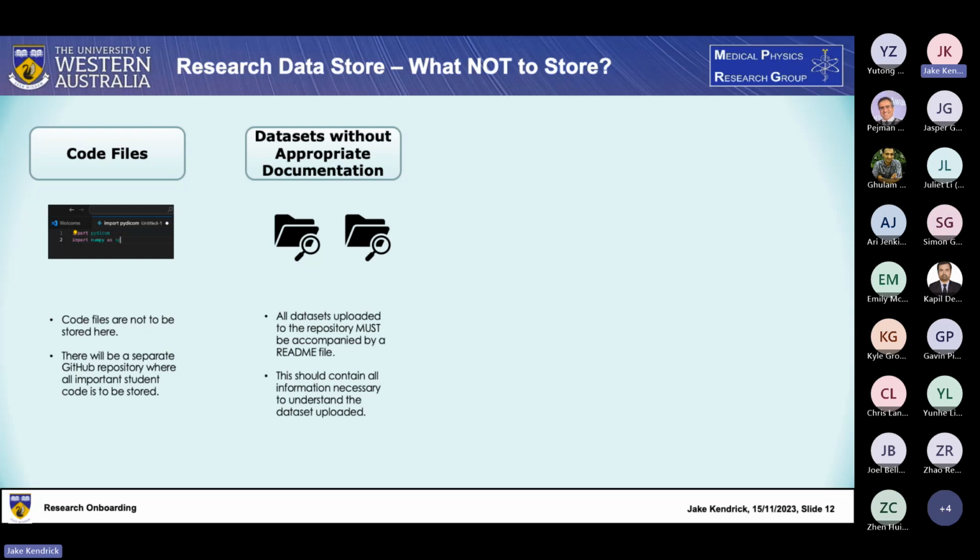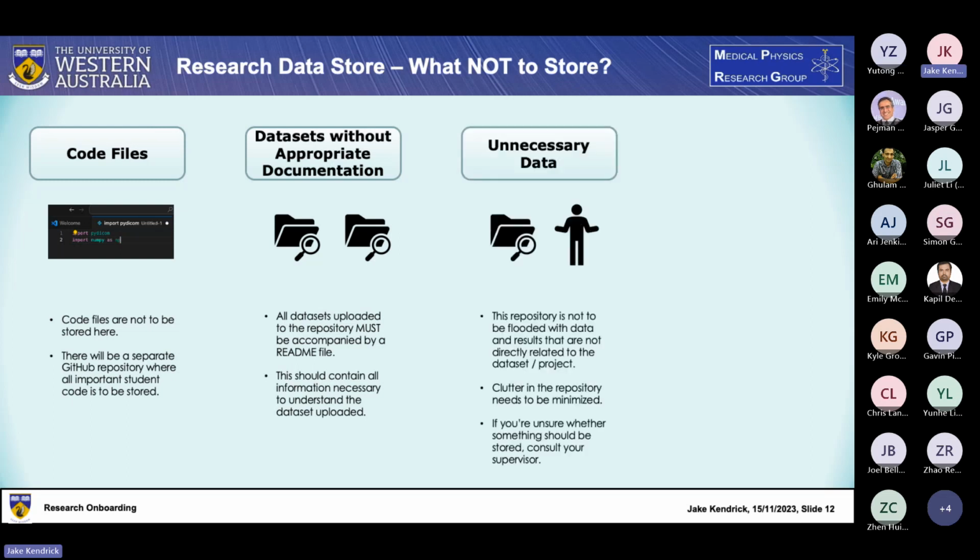So as I mentioned, all these datasets need to have a README file accompanying them. And the reason for this is that if we're coming to this project, 3, 6 months down the track, potentially even longer, we need to be able to understand what is happening with this data set. We need to understand the file structure and what all of those files actually pertain to. This is very important. And also unnecessary data.